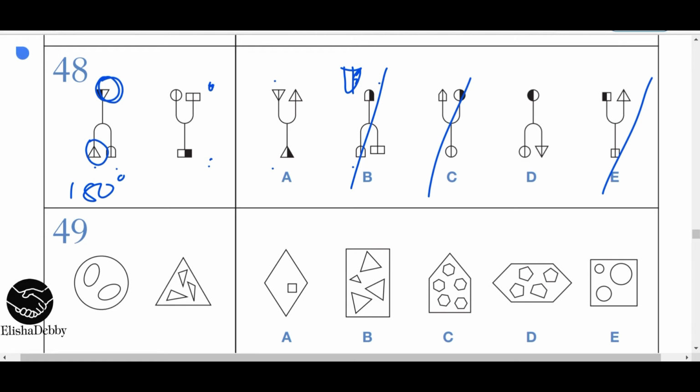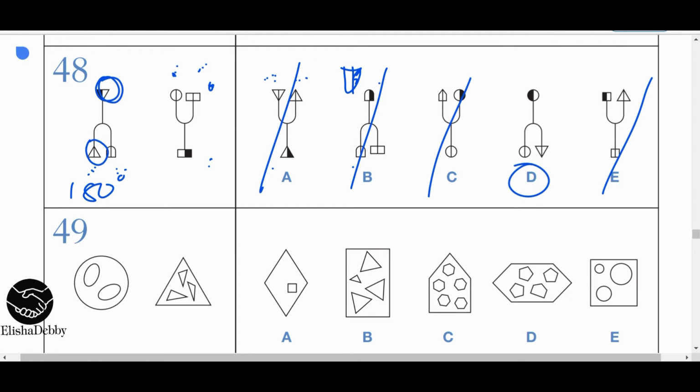Which one do we choose? I can see straight away that the two shapes at the tail at that end must be two different shapes. Those are two different shapes, so you can't have the same shape. So these are the same shape. That cancels A, and we are left with D. So D is the answer.